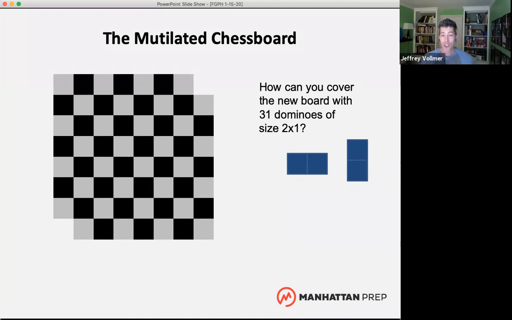But it's kind of a trick question. How can you cover the new board with 31 dominoes of size 2x1? You cannot. It is impossible to cover the entire board. All right, so why is it impossible to cover the entire board? Do you have an idea? Let me know in the chat room. And it's not because I tested out all the ways I could lay out 31 dominoes.